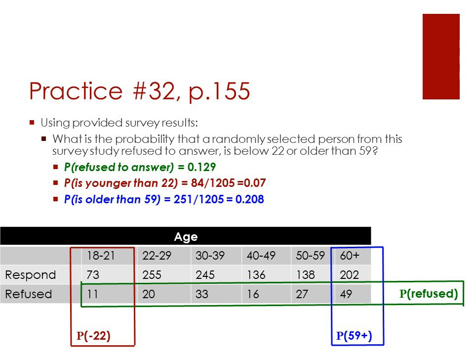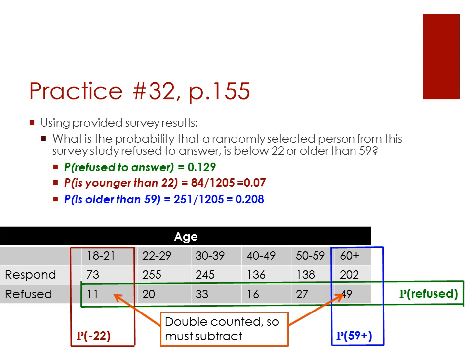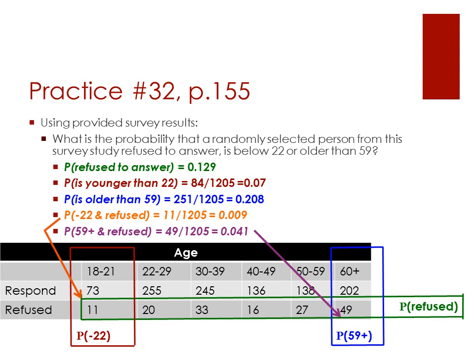Okay, so here are the answers that you should have gotten for our probability of younger than 22 and probability older than 59. Now we have those set, and we have again the problem that we double counted two groups. We've double counted the people who were younger than 22 and refused, and the people who are older than 59 and refused. So we need to subtract those points out. Let's take a look at doing that.